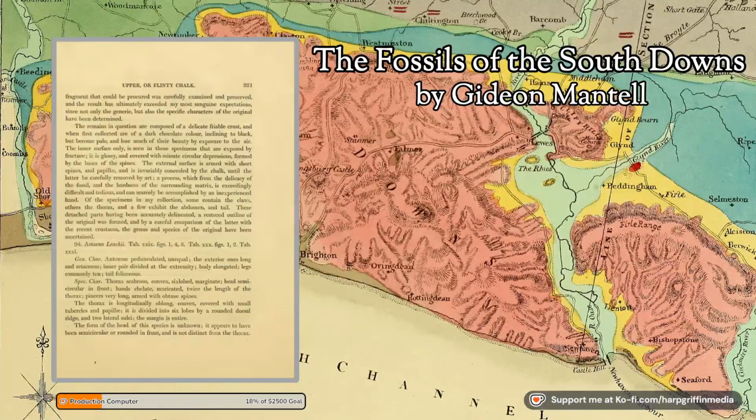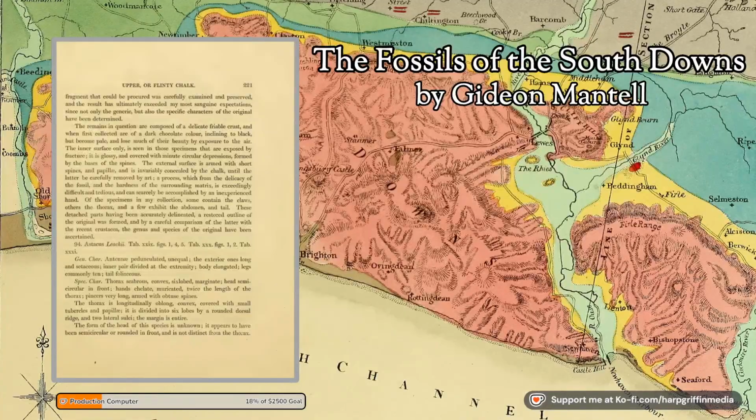The external surface is armed with short spines and papillae, and is invariably concealed by the chalk, until the latter be carefully removed by art, a process which, from the delicacy of the fossil and the hardness of the surrounding matrix, is exceedingly difficult and tedious, and can scarcely be accomplished by an inexperienced hand.